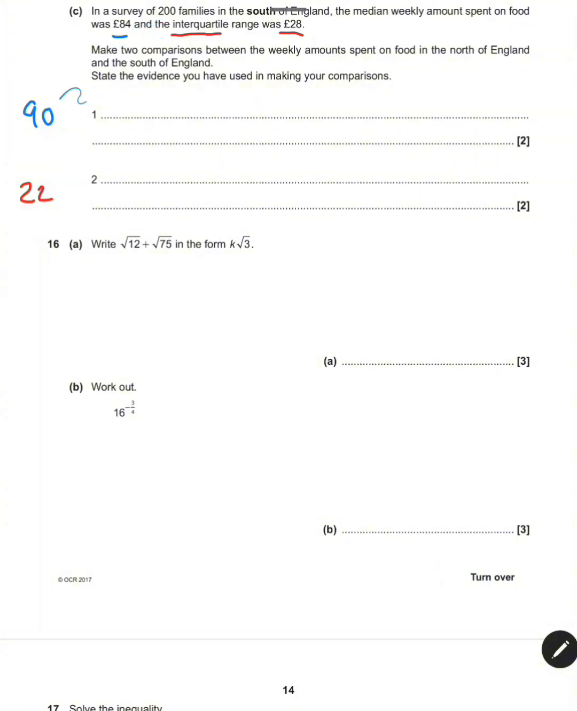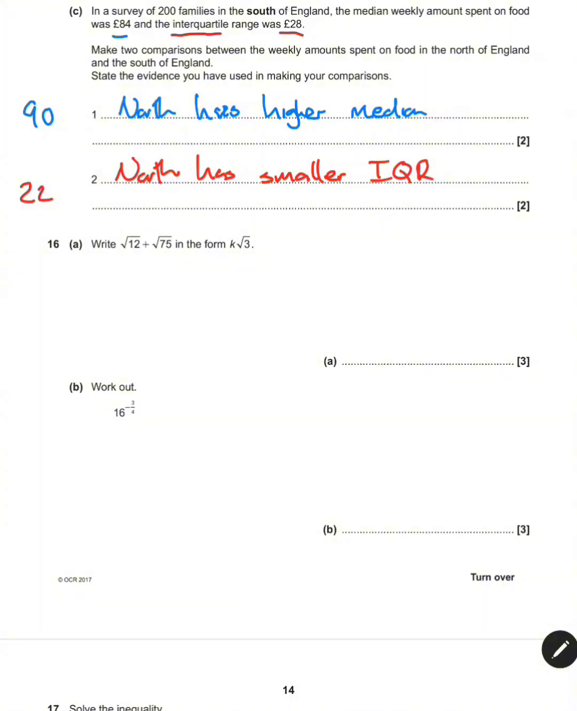First one, just say which is the higher median. The north has higher median. Second mark, you need to compare interquartile range. So we can say north has a smaller interquartile range, but for this second mark, you must say that means they're more consistent. I've just noticed that this is also a 2-marker, so you might want to say that the north has a higher median, so spend more on average.